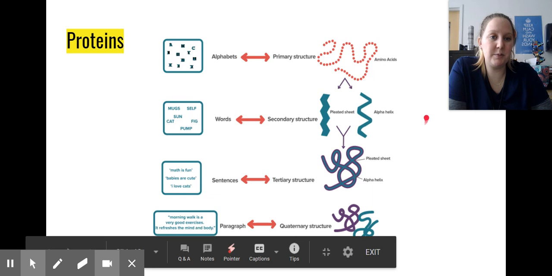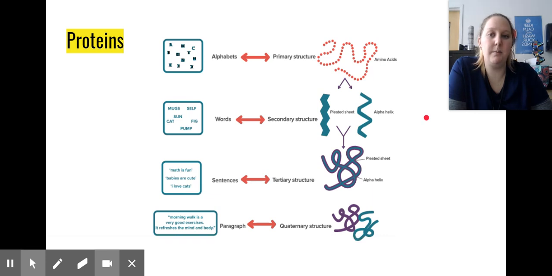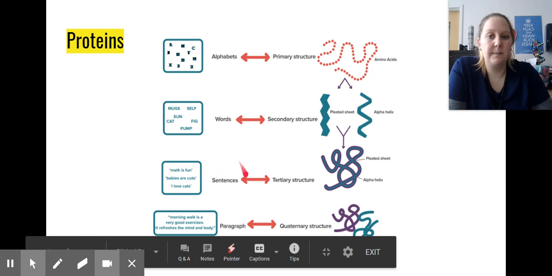We have 4 different types of proteins. They're broken up in a way that I kind of like to almost imagine them. Our amino acids, or our simple proteins, are like alphabet letters. Our secondary structures, like alpha helixes, are our words. Our tertiary structures are sentences, and our paragraphs are quaternary structures. So without alphabet letters, we can't have words. Without words, we can't have sentences. Without sentences, we can't form paragraphs.